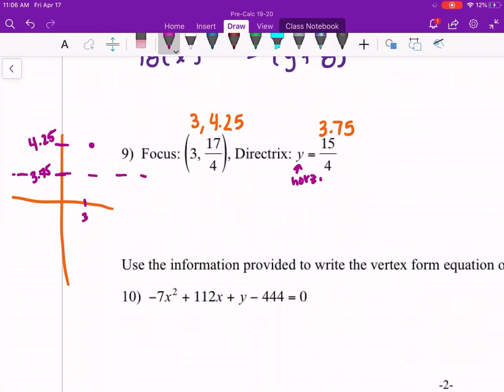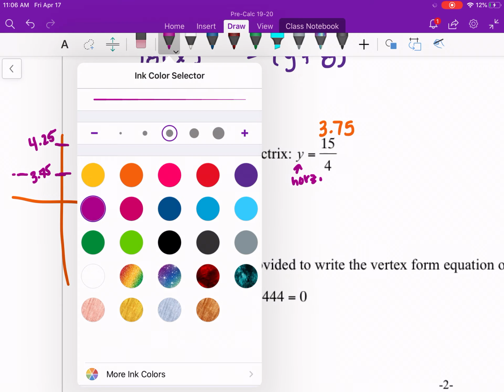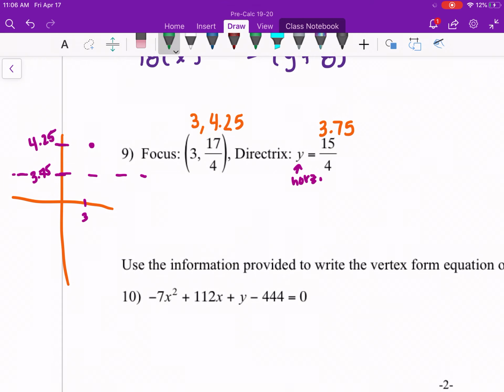So again, seeing it on a graph really helps me orient myself. I know that the vertex is going to be in between. Let's do a different color. I know that my vertex is going to be in between the focus and the directrix. The focus and the directrix make a sandwich around the vertex because you have the vertex and then you go p in each direction. So I know that my vertex is going to be right smack dab in the middle.